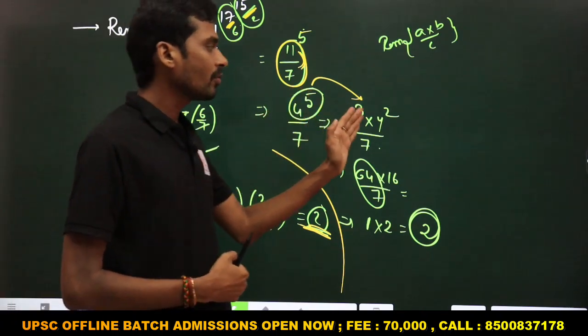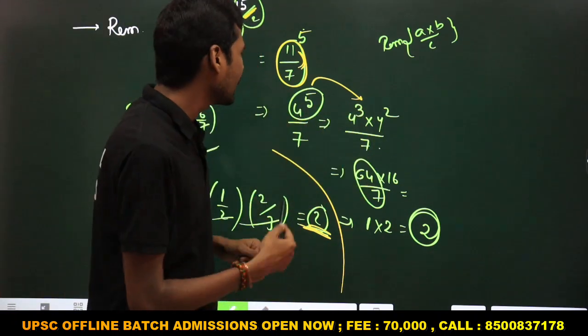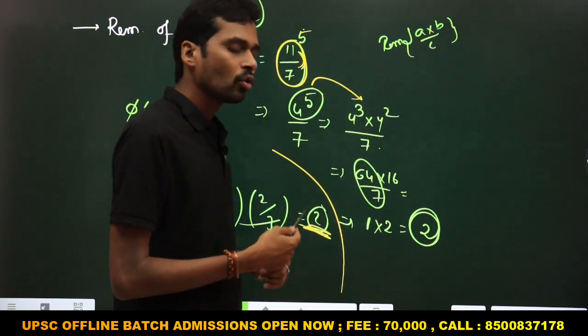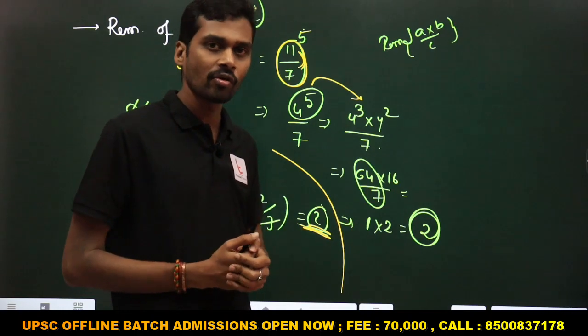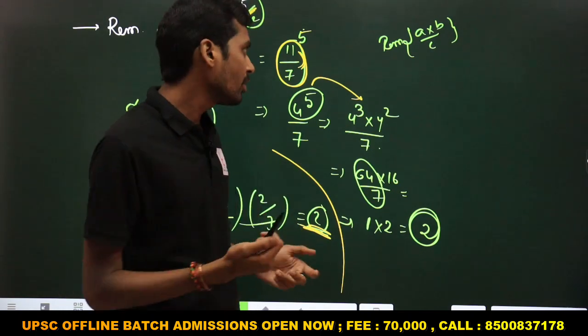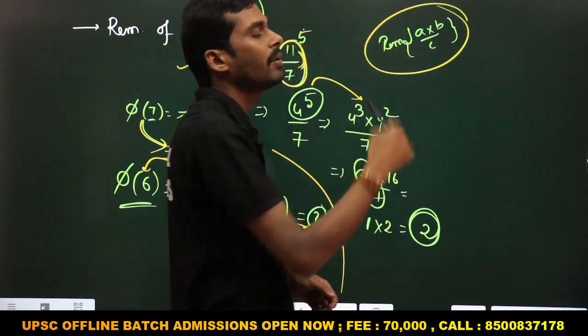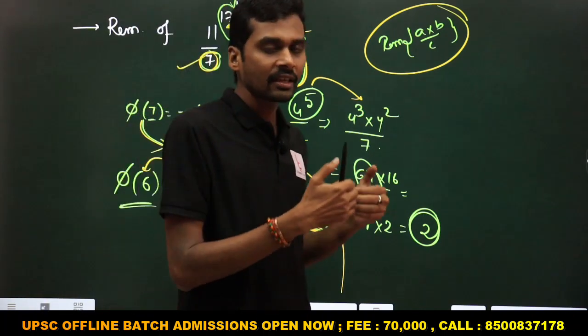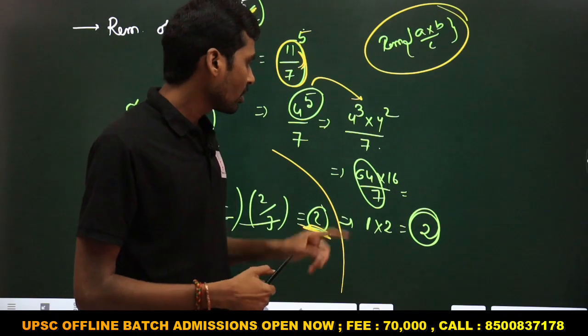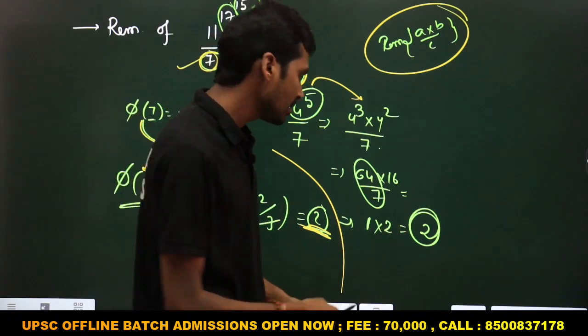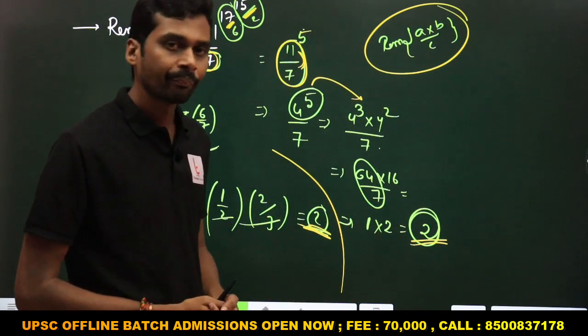You can break it like 4 cube into 4 square, or you can break it like 4 power 2 into 4 power 2 into 4, or you can take the number directly, 1024. That is your wish, because we have the concept that the remainder of a into b by c is the remainder of a by c into the remainder of b by c, right? If you do it like that, the final answer is 2.